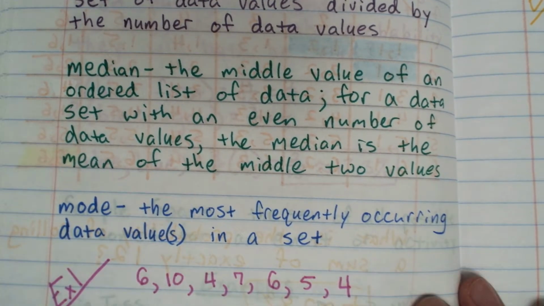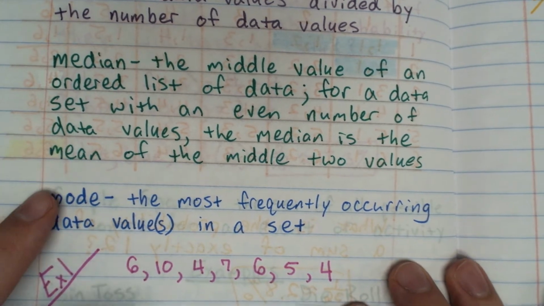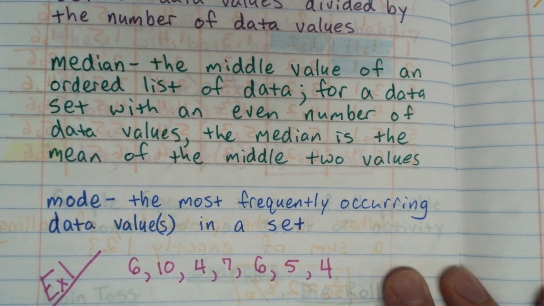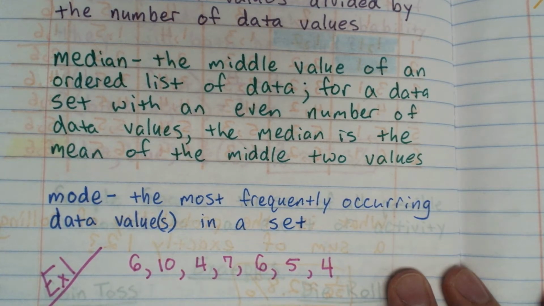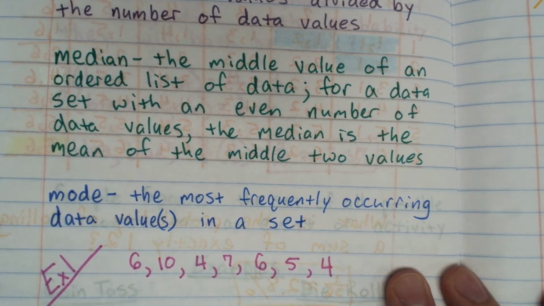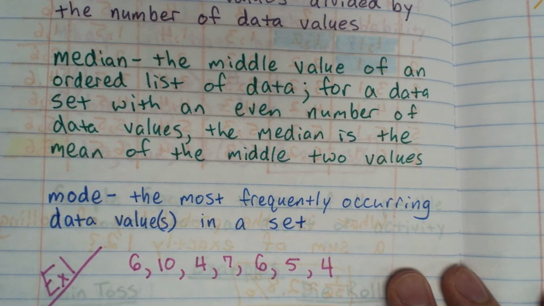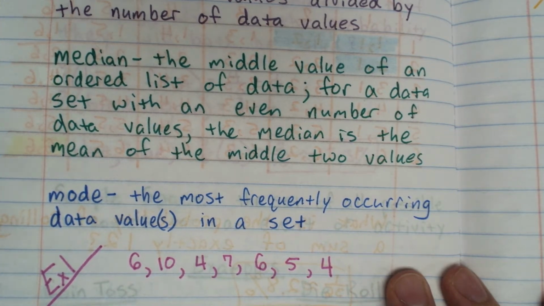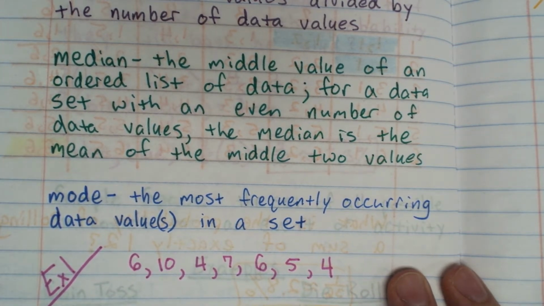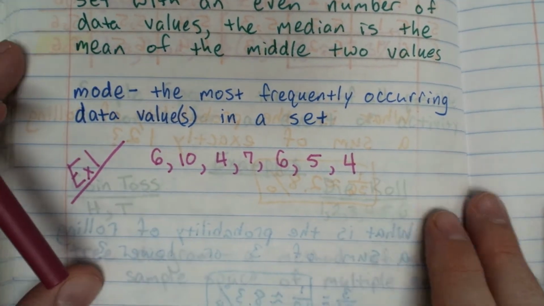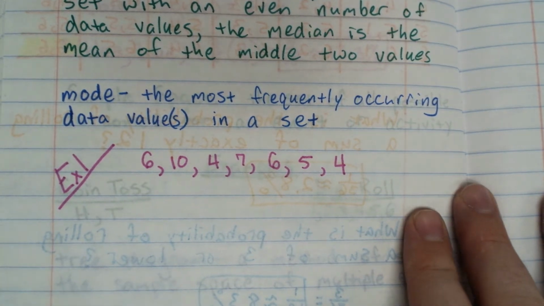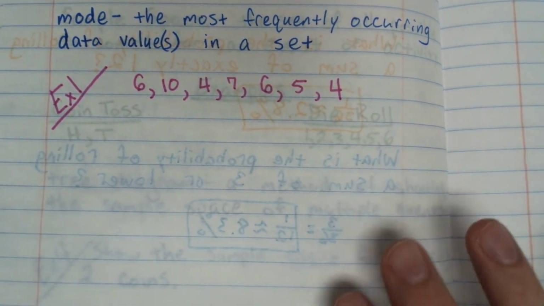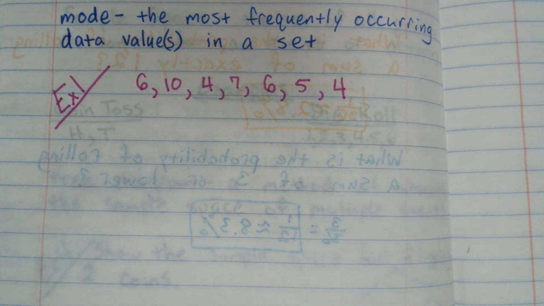The median of a set of values is the middle value of an ordered list of data. For a data set with an even number of data values, there is no middle value, so the median is the mean of the middle two values. And for the mode, that is the most frequently occurring data value or data values in a set. So we'll just do a couple of examples of finding the mean, median, and mode of sets of data.